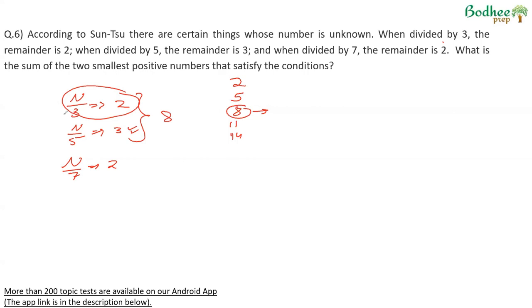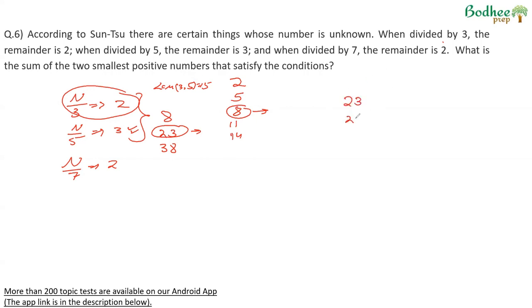So the smallest number satisfying the first two conditions is 8. Now start adding the LCM of 5 and 3 to 8. So 8, the LCM of 5 and 3 is 15, 23, 38 and so on. And then check for the third condition. As we can see, 23 when divided by 7 leaves a remainder of 2. So the smallest number which satisfies all three conditions is 23.